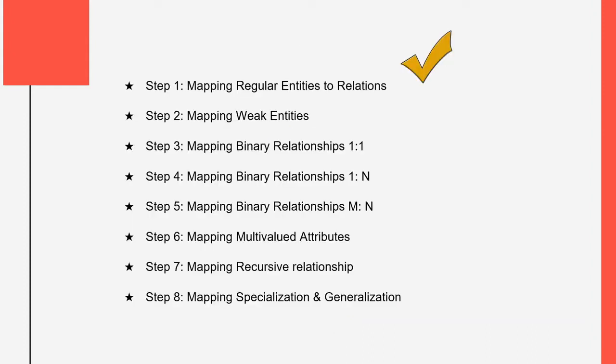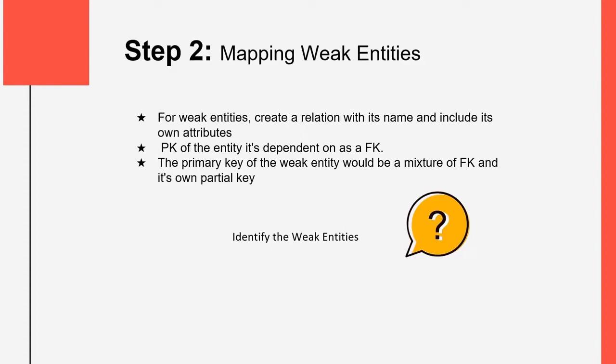Okay, that's how we map the regular entity to relation. Next, let's do the next step, which is mapping the weak entity. In mapping the weak entity, there are rules. For weak entities, create a relation with its name, include its own attributes first.